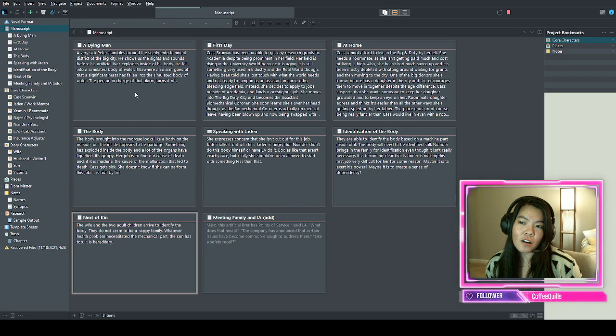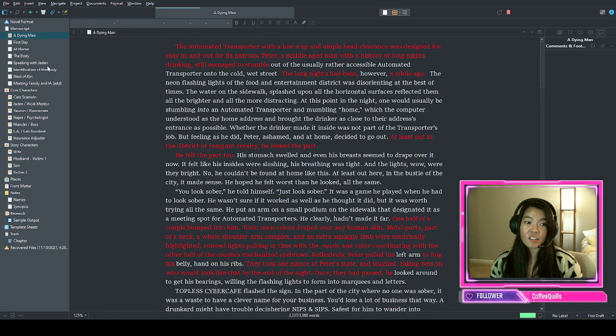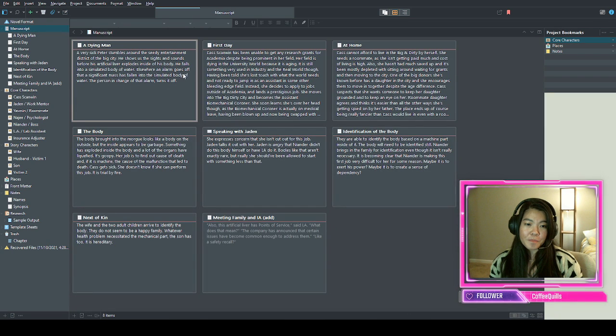So these are basically little index cards for each of the scenes. And if you click the index card, then you can go to that actual scene. So what I am going to do, and I also had some organizational issues, is that I had written things that I thought were going to be scenes that didn't end up being scenes. So this one was speaking with Jaden. I decided that we didn't really need Jaden there for that scene.